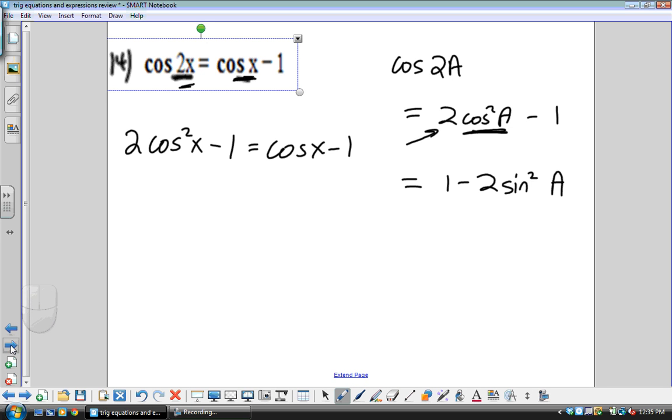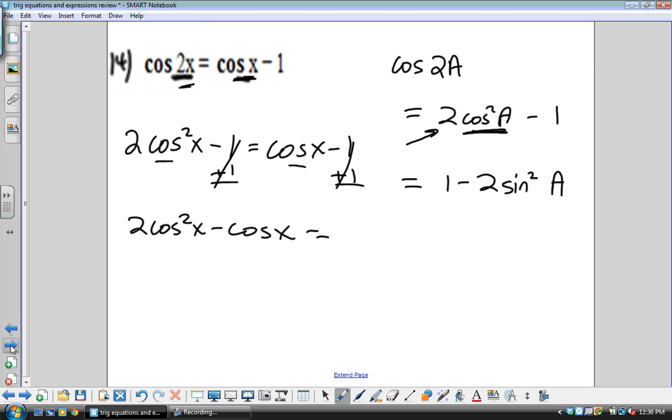Okay. Now this is real similar to the last one that we just did. That's why I kind of looked back here. So now I've got my nice quadratic form. Let's just set everything equal to 0 here. So I'm going to add the 1 over. So those are just going to go away. And we'll take the cosine over and subtract this. We'll get 2 cosine squared x minus cosine x equals 0. So it's another one here that's a quadratic form, but it's missing the constant term. I'm sorry.